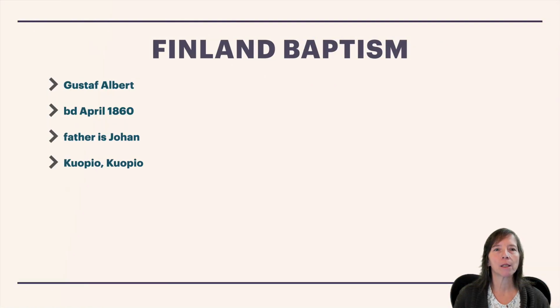Let's use a baptism example for Finland. We're going to look for Gustav Albert. Let's say we don't know the exact spelling of his last name. His birth date is April 1860. We know his father is Johan, and we're looking in Kuopio in parish and county of the same name.